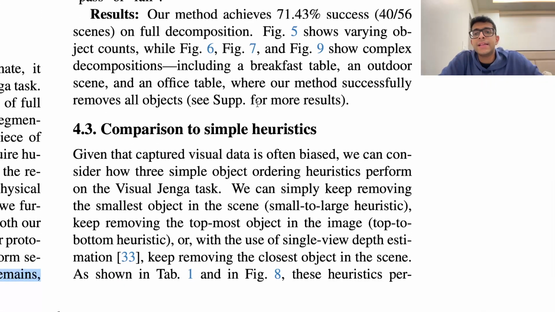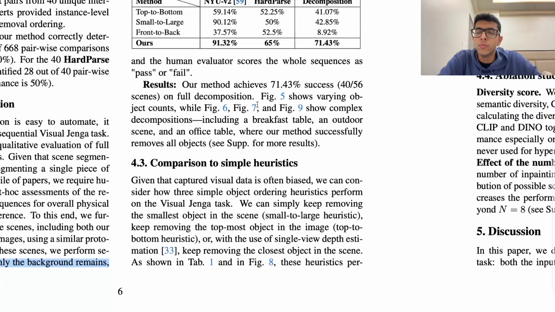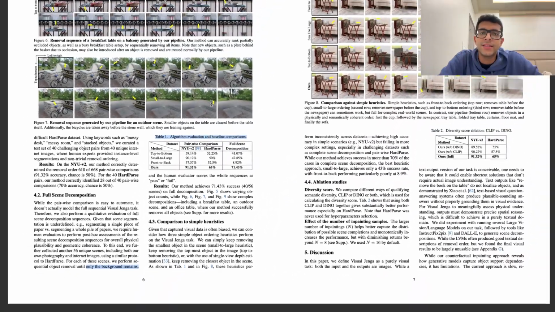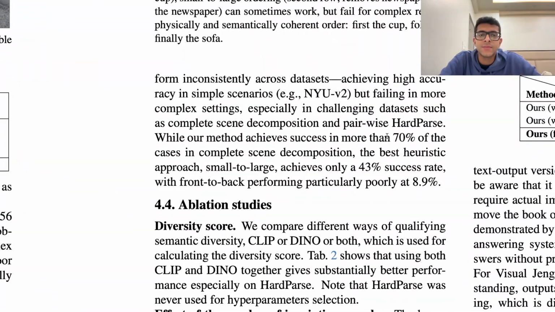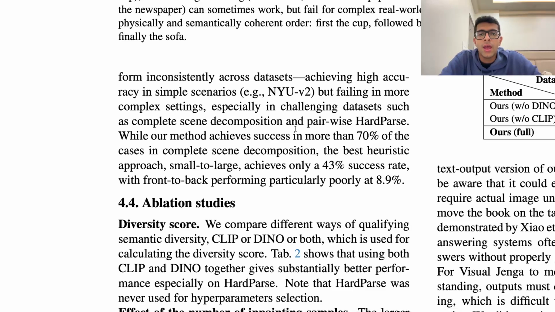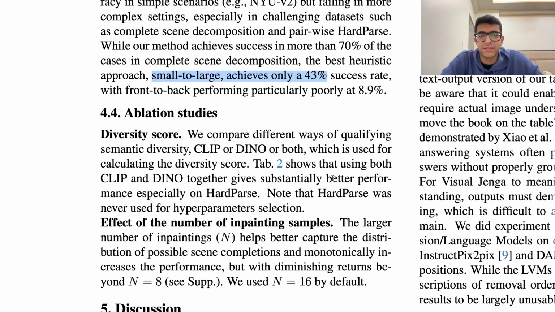And thirdly is the comparison to simple heuristics. Suppose we give it a simple task to remove the objects top to bottom, small to large, and front to back. And that's how we're going to test it again. In all of these three cases, the results were much worse. In the case of the best heuristic approach, small to large achieves only a 43% success rate, while front to back performs particularly poorly. So these were the results.